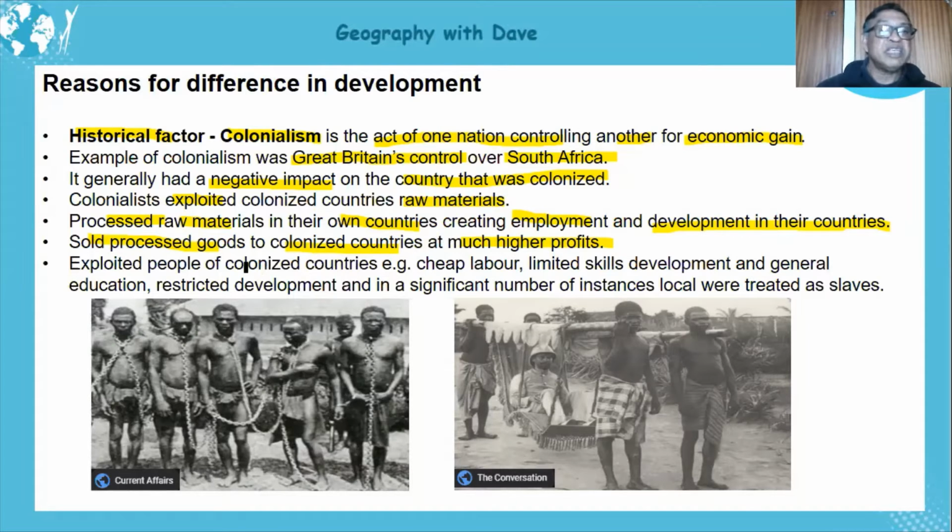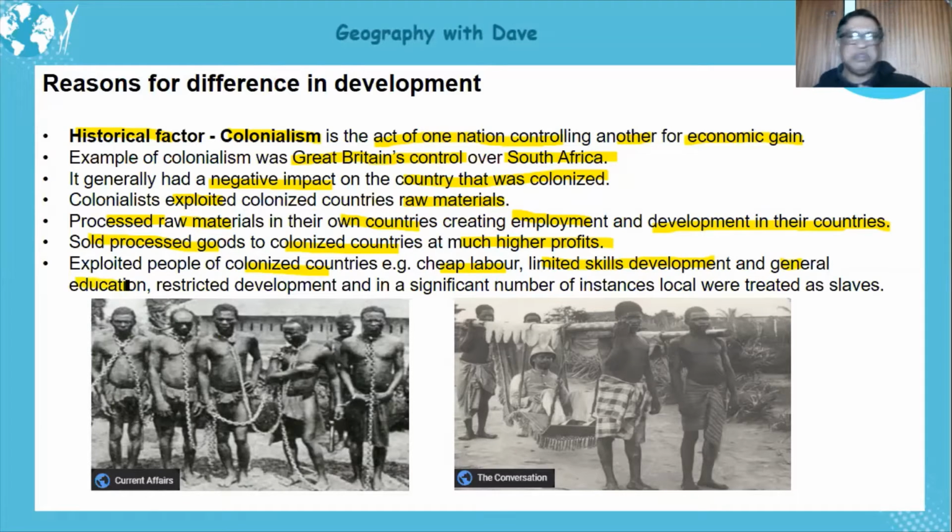Okay, so what happened? They exploited the colonized countries, for example, cheap labor. That's what they looked for. They didn't do much skills development because they brought their own people from the colonizing countries to come and do the job here. They basically used the local people, not that they were not intelligent, but they were not given the opportunities. So it was cheap labor, limited skills, unless there was a need. Sometimes when they couldn't get somebody, that's when they developed the locals, not because they wanted to with great enthusiasm.